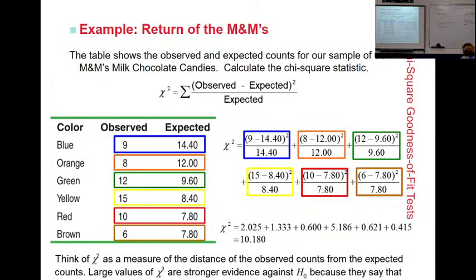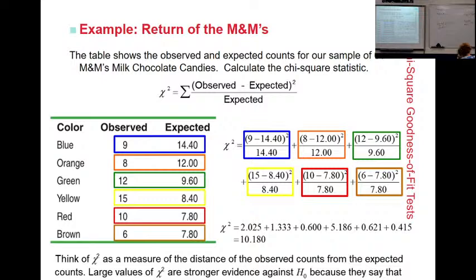So I will read this out because I basically said it already. Think of chi-square as a measure of the distance of the observed counts from the expected counts. So large values of chi-square are stronger evidence against the null hypothesis because they say that the observed counts are far from what we would expect if the null hypothesis were true. Small values of chi-square suggest that the data are consistent with the null hypothesis.